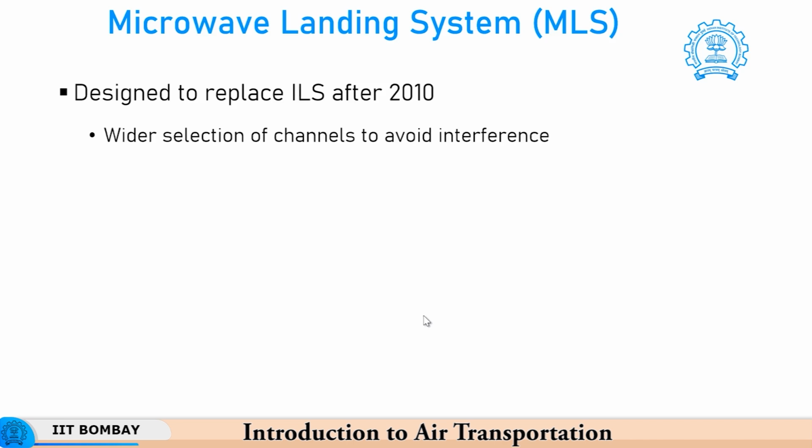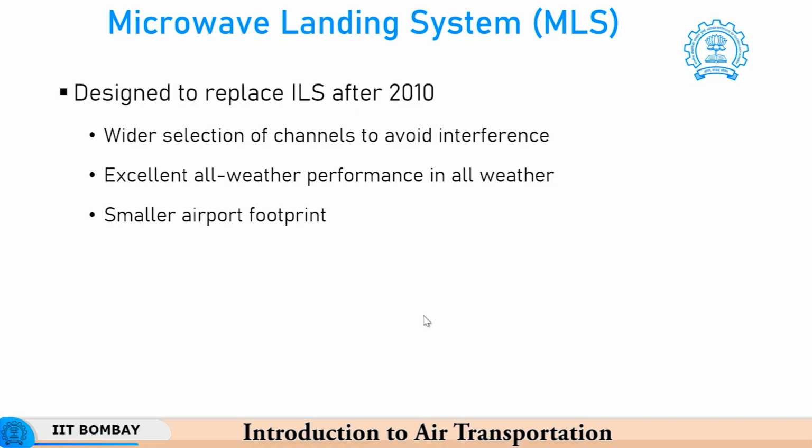What is the benefit of the MLS system? It uses a wider selection of channels to avoid interference. Earlier I mentioned to you that there is a fixed and a small frequency band in which the localizer and glide slope antennae are transmitting. Here there is a much larger selection. Then it gives you excellent performance in all weather. It has a much smaller airport footprint.